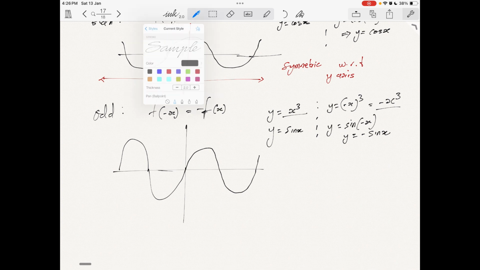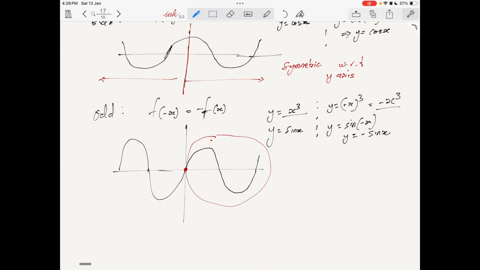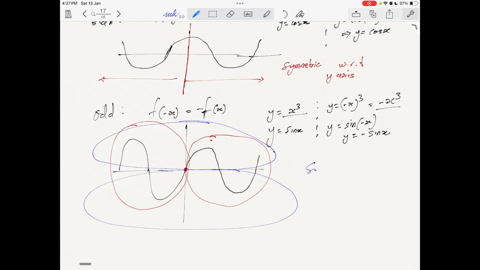Now, one of the characteristics of odd functions is that they are symmetric about the origin, such that what is on the right hand side is equivalent to what is on the left hand side. Likewise, what is at the top is equivalent to what is below. So we can say that it is symmetric about the origin.